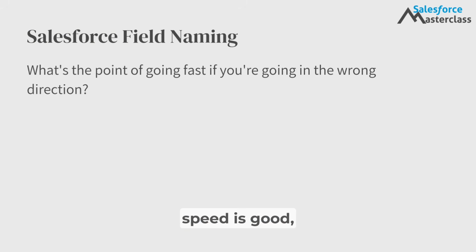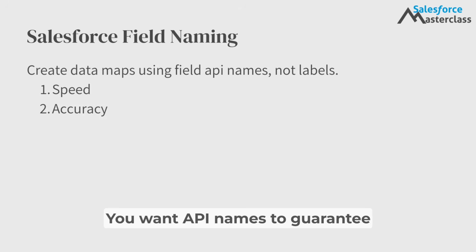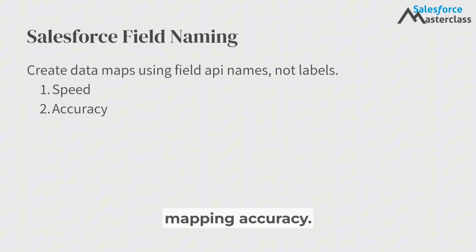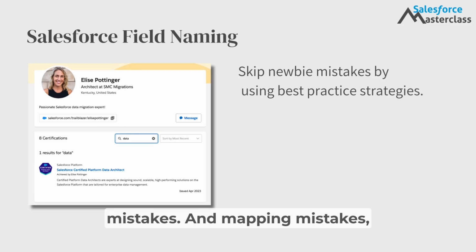And of course, speed is good, but is that negated by the time it takes to place API names in the map? No, I don't think so. The way I see it, what's the point of going fast if I'm going the wrong way? You want API names to guarantee mapping accuracy. API names are unique. Labels don't have to be. I spend a little time up front adding API names so I don't have to spend time on the back end fixing issues due to mapping mistakes. And mapping mistakes, I've made plenty.